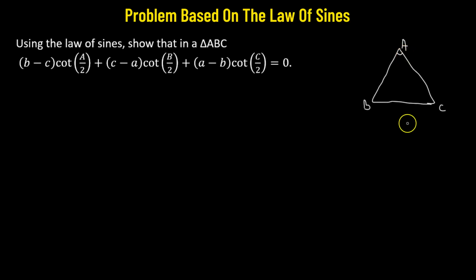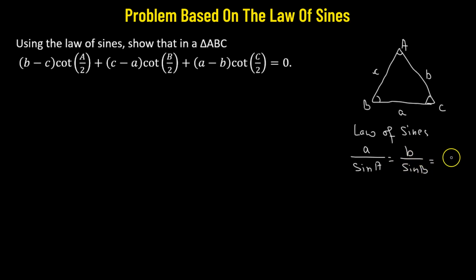The side opposite to angle A, we're going to represent by the letter a. The side opposite to angle B, which is AC, we're going to represent by the lowercase letter b. And the side opposite to angle C, which is AB, will be denoted by the lowercase letter c. Then the law of sines states that the ratio of the side a to the sine of the angle opposite to it, which is A, equals the ratio of the side b to the sine of the angle opposite to it, which is B, equals the side c divided by sine of the angle C, which is the angle opposite to the side c. So this is the law of sines.